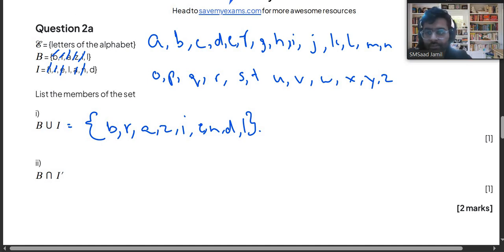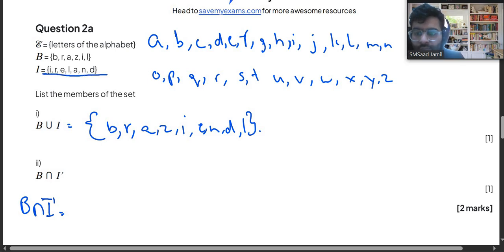Alright. Now for the next question, it says B intersection I complement. So look guys, I complement, first of all, means basically you will remove all these letters in Ireland and you will write the rest of the letters, which are: you will not write A, you will write B, C, you will not write D, you will not write E, you will write F, G, H, you will not write I, J. But instead of doing this, it says B intersection I complement.